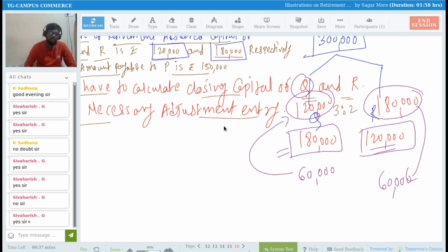And if I pass the adjustment entry, what will be the entry? If I pass separate entries, for Q, cash or bank account debit to Q, and here R to cash or bank. Cash and bank account will get cancelled. So what will be the entry? R's capital account we have to debit now, Sadhana, and Q's capital account we have to credit, right, Sadhana? Yes. So that will be your final answer. Understood or not?